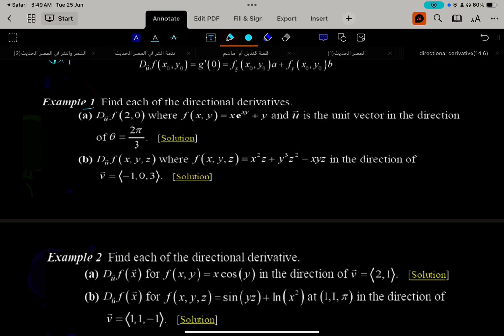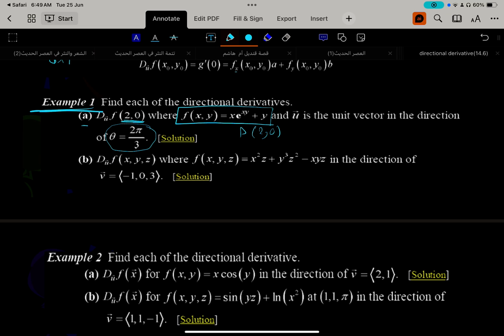So example one. Okay. So find each of the directional derivatives. So A, we want to find the directional derivative of f at the point (2, 0). We want to find the directional derivative at this point, and we have the function. This is the function, and the unit vector is in the direction of theta equals 2 pi over 3.